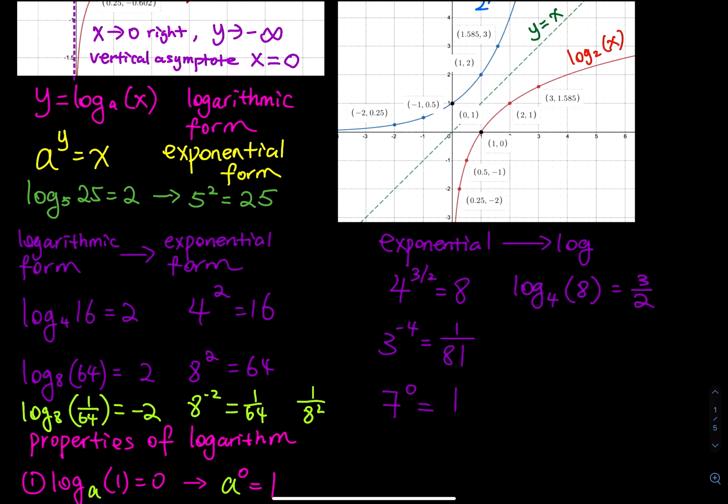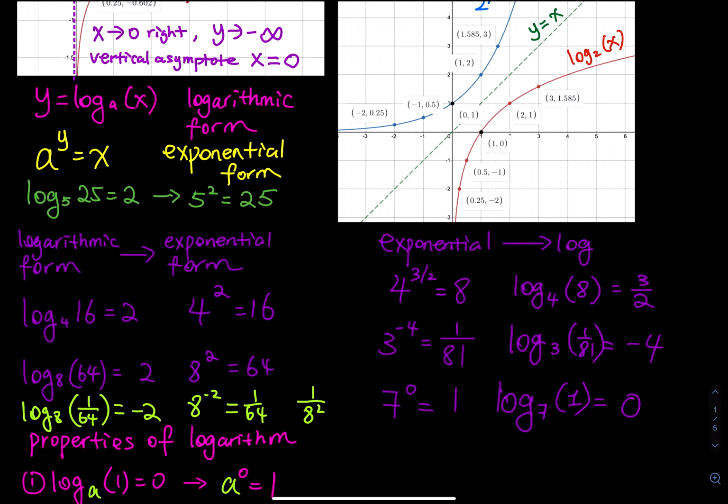And then the next problem, we have log. What is the base? The base is 3. And then the negative 4, I'm going to put the negative 4 to the other side, and then equals 1 over 81. Right? And then the last one, 7 to the 0 power equals 1. So we have log base 7 of 1 equals 0. So log base 7 of 1 equals 0 means 7 to the 0 power equals 1.